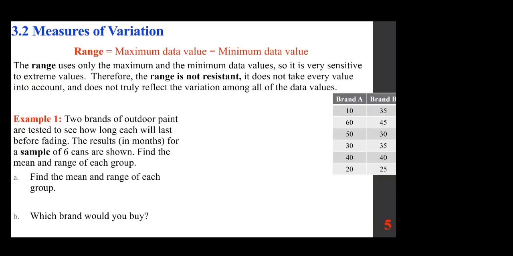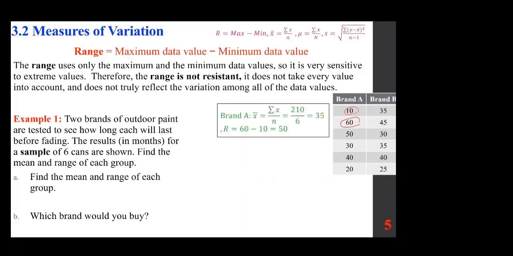As far as the range is concerned, for brand A, you really have to rank it, but the largest number is 60 and the smallest number is 10. So 60 minus 10, that is what we are going to use to calculate the range, 50. And by the way, the units are the same. 35 months is the mean, 50 months is the range.